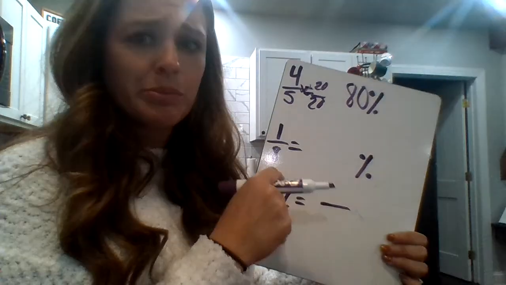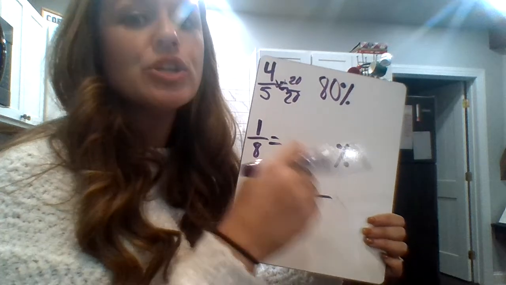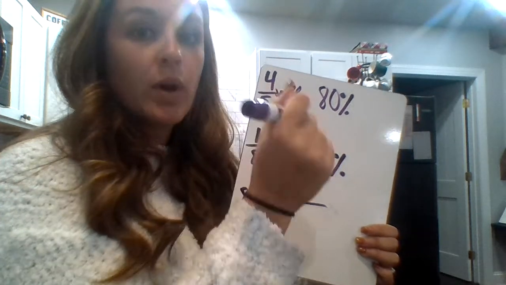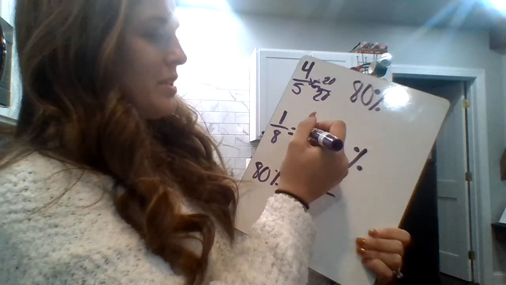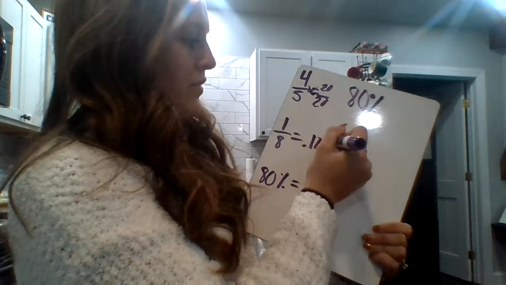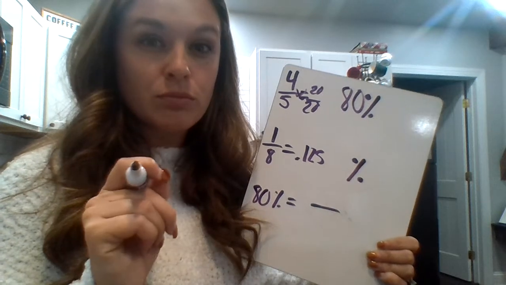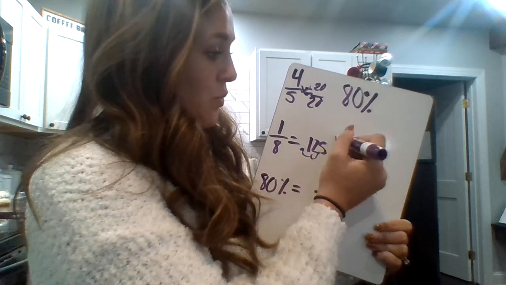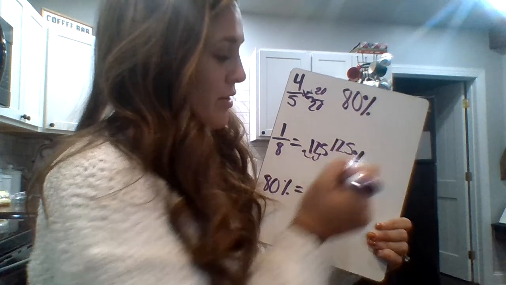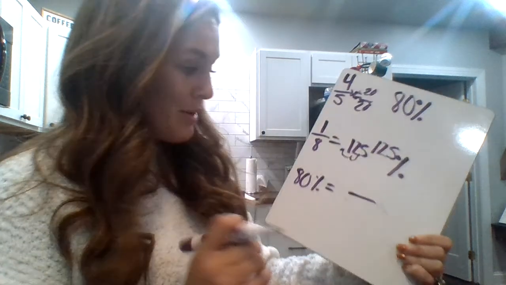This one's where it gets tricky because 8 doesn't go evenly into 100. So you have to do 1 divided by 8. So when you do that, it gives you something like this, 0.125. Well, you have to move the decimal over twice. So it's actually 12.5%.